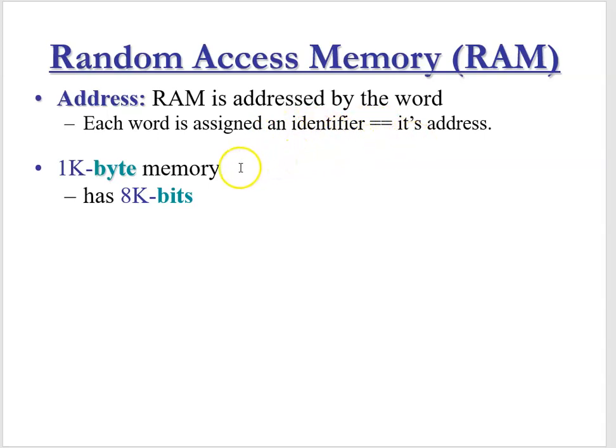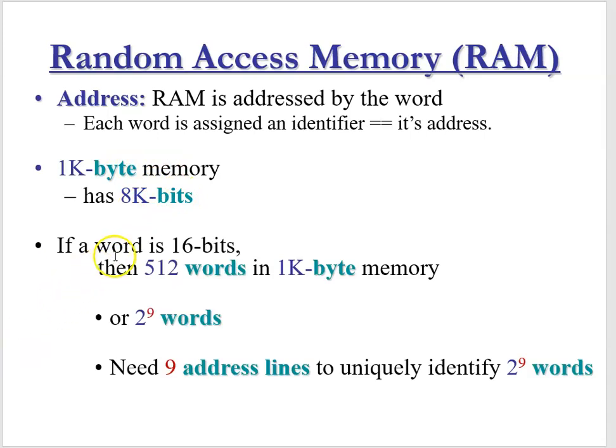If we have, for example, a 1 kilobyte memory, it has 8 kilobits because there are 8 bits per byte. So a 1 kilobyte memory has 8 kilobits. If the word is 16 bits, then we have 512 words in our 1 kilobyte memory, or 2 to the 9 words. So we need 9 address lines to uniquely identify those 2 to the 9 words.